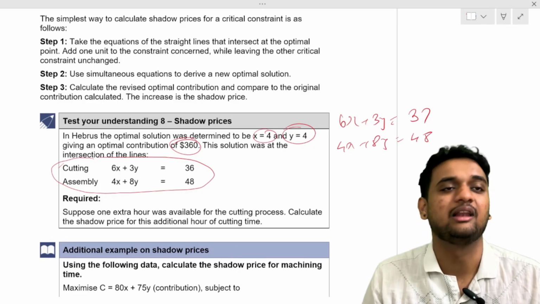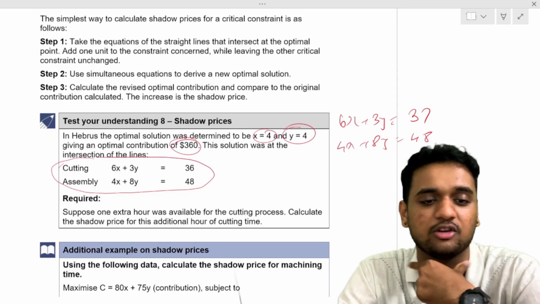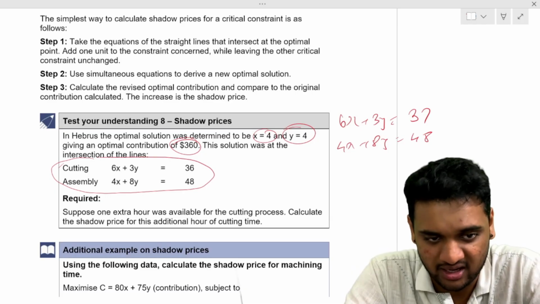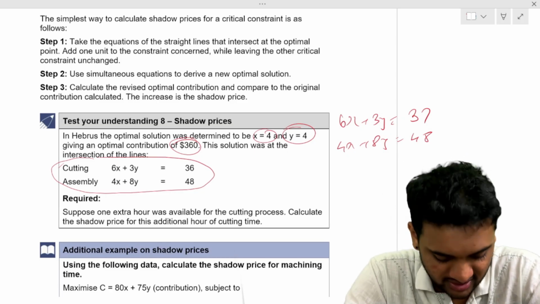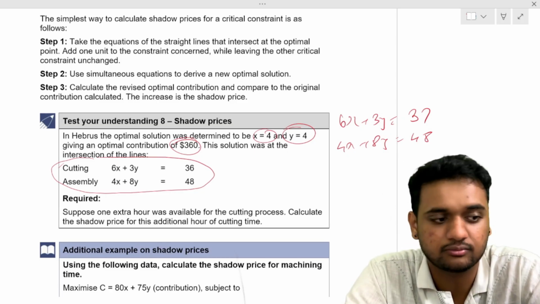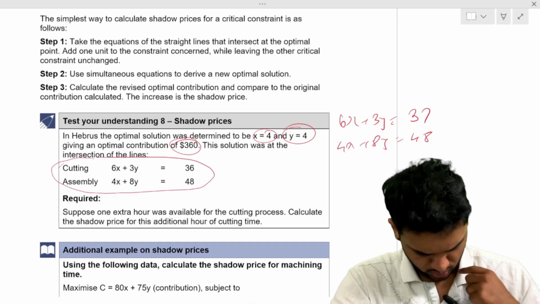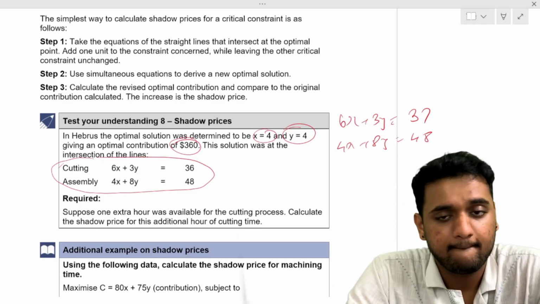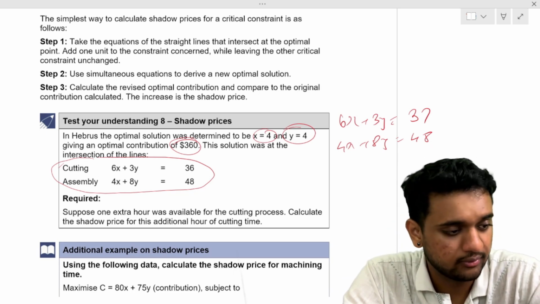Solve these two equations, 6x plus 3y is equal to 37 and 4x plus 8y is equal to 48, and tell me how much of x and how much of y we are getting. It will come in decimal points. Take 2 decimal points.